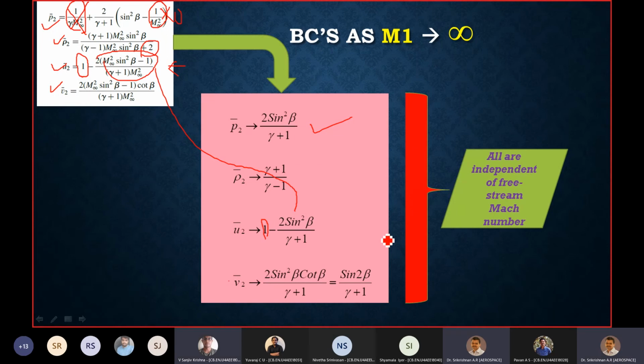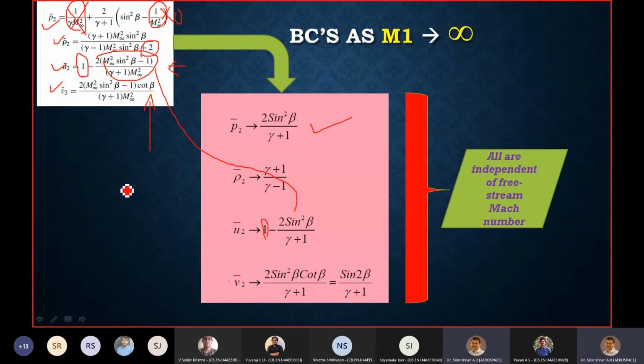Do you see free stream Mach? No, because none of the expressions have free stream Mach number. Actually, the white box here has free stream Mach number everywhere, M infinity squared, etc. So for supersonic flow, they are dependent on the free stream Mach number, non-dimensionalized boundary conditions.